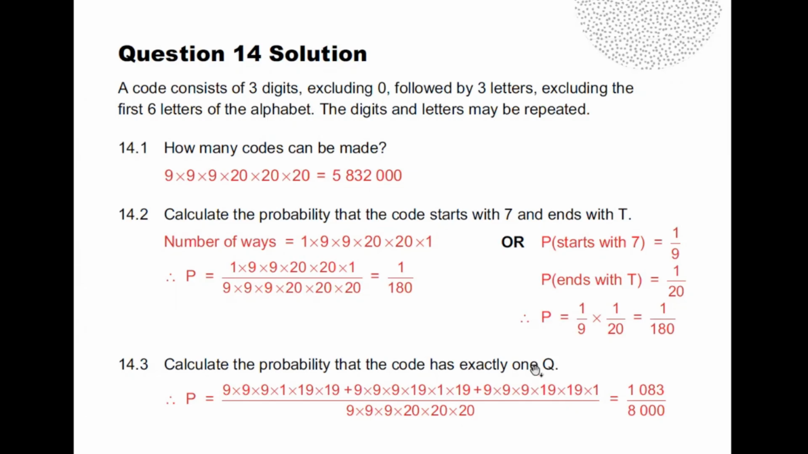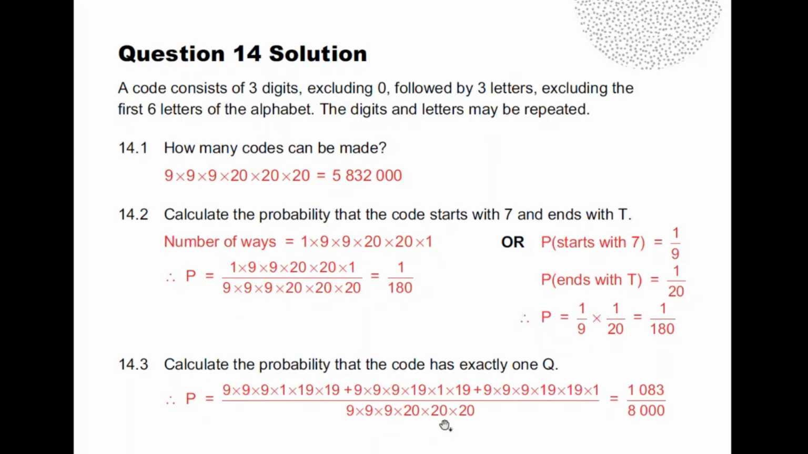All right. So my 3 digits, 999. The Q could be first, and then I can't repeat the Q. So there are 19 letters left, 19 letters. The Q could be second, which is why I've got 19 times 1 times 19. The Q could be third, which is why I've got 19 times 19 times 1. And again, I can do it as 9 times 9 times 9, because the digits are doing nothing, times 1 times 19 times 19, times 3, because 1 times 19 times 19, and 19 times 1 times 19, and 19 times 19 times 1 is the same.